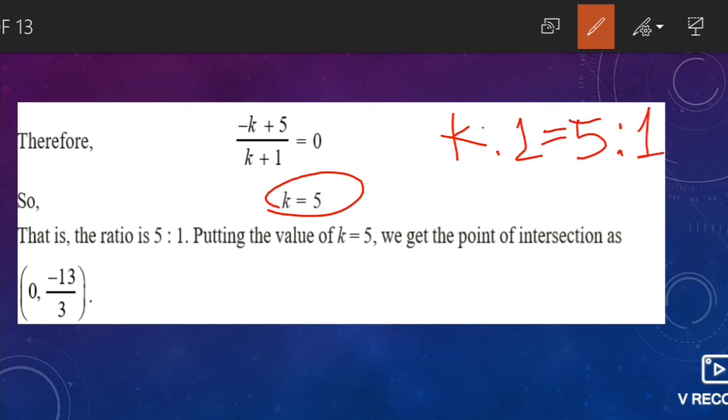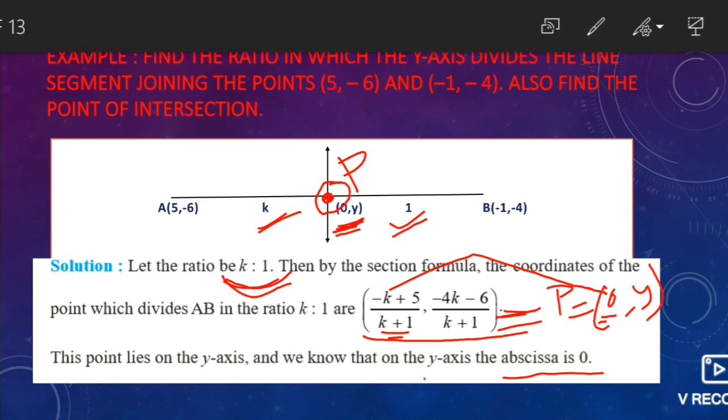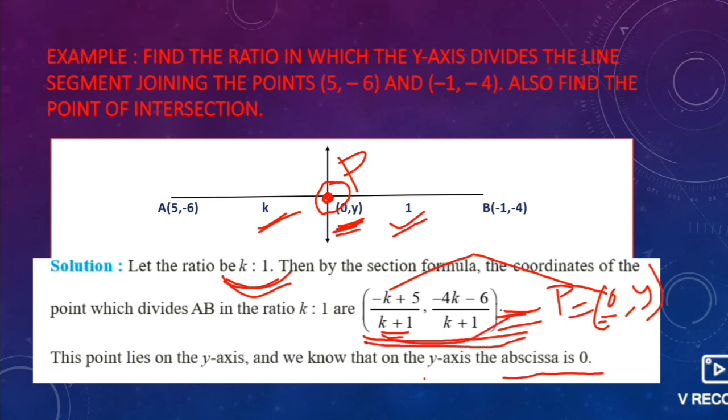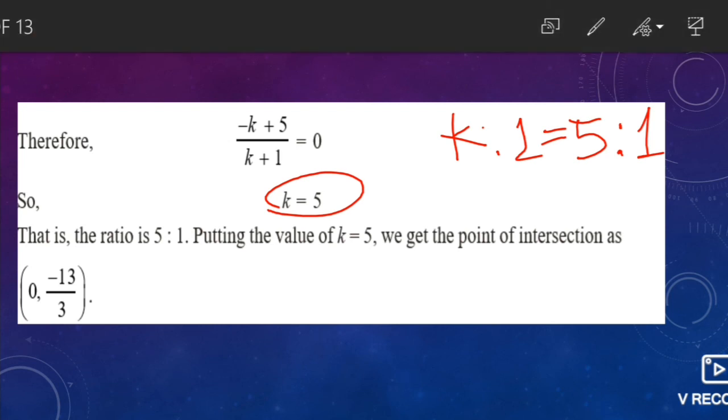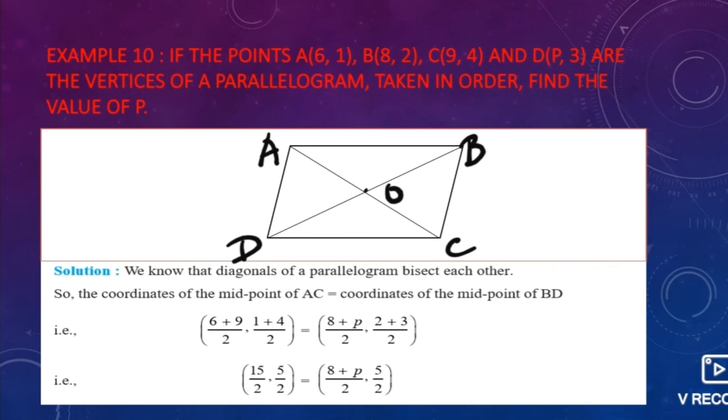Now you got the value of k. Put it in the section formula and you will get the coordinates of P. Putting k equal to 5, the coordinates of P will be (0, -30/3). In this way you have to solve this example.